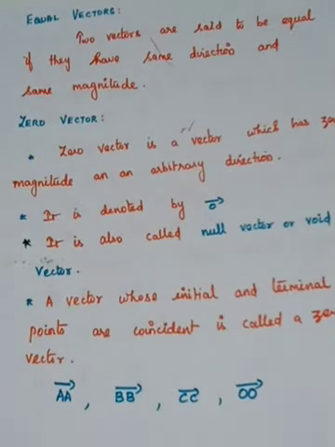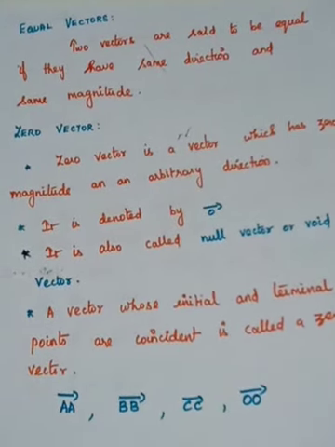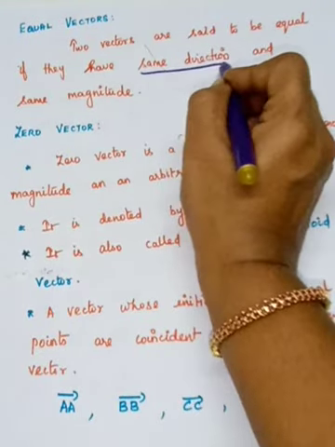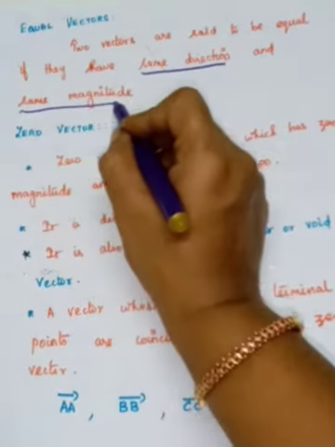The next one, we are moving to equal vectors. Two or more vectors, or let us consider two vectors, are said to be equal if they have the same direction and the same magnitude. So see that they have the same direction and the same magnitude.